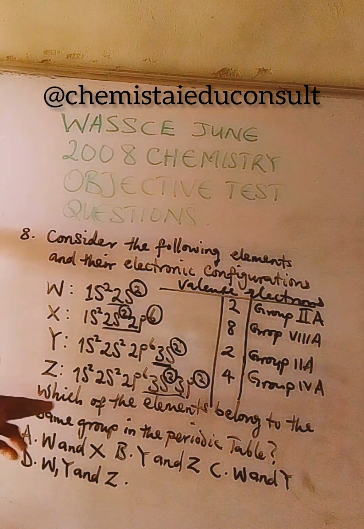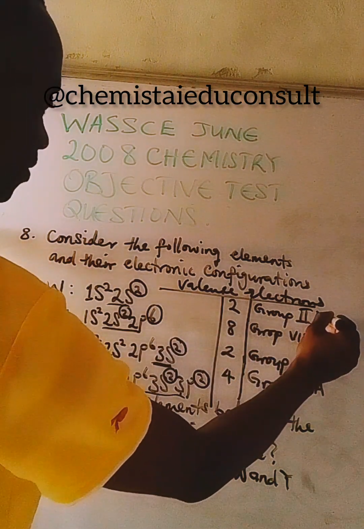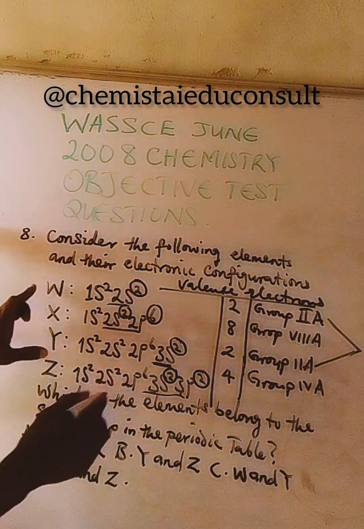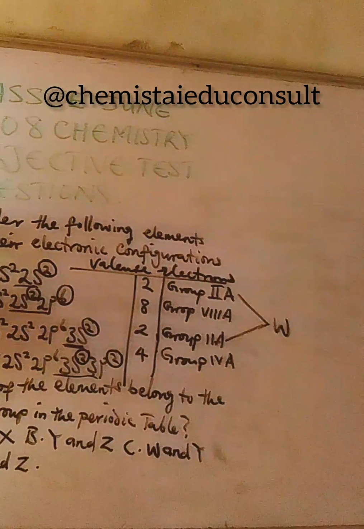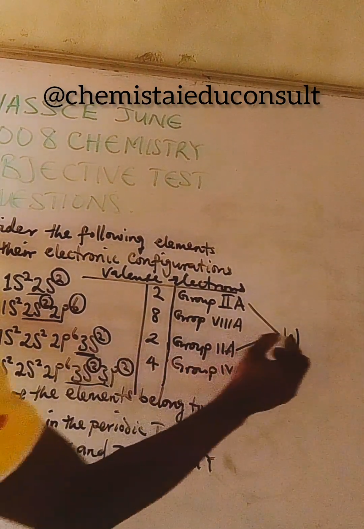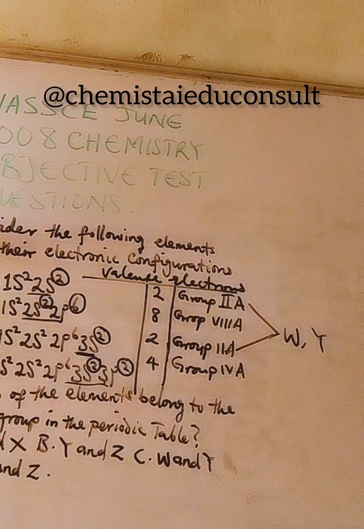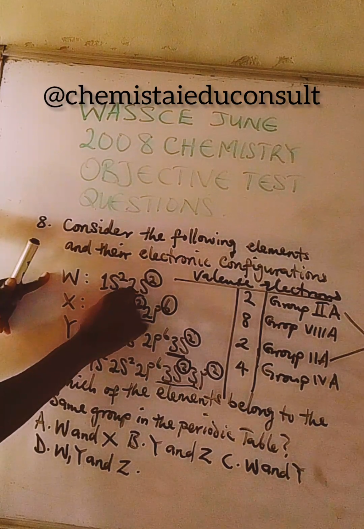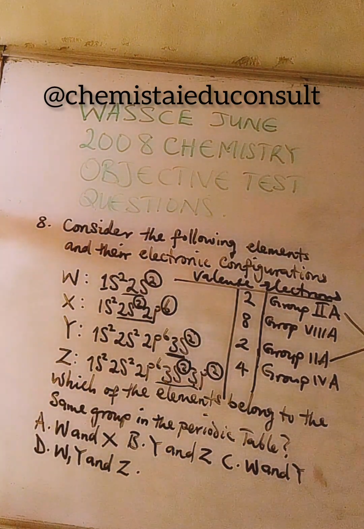And the question is saying, which of the elements belong to the same group? Look at the same group here. This and this, group 2A. And the elements that belong to the same group are W and Y. They belong to the same group, W and Y. Look at that. W, group 2. Y, group 2. So let's check the option.